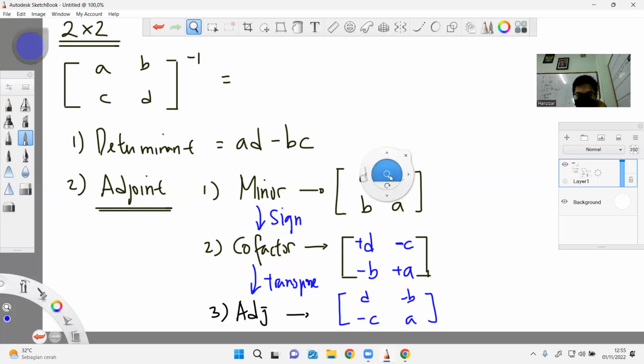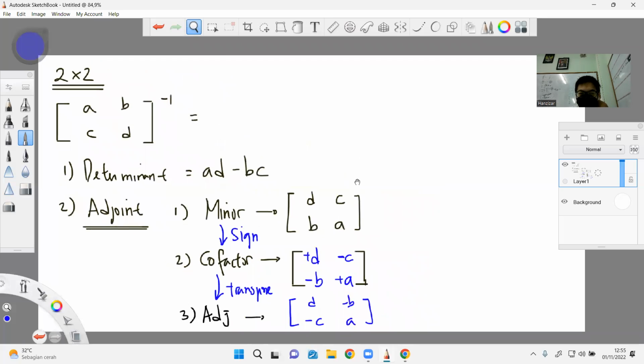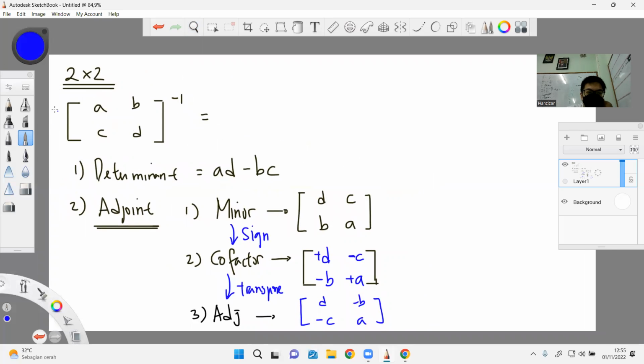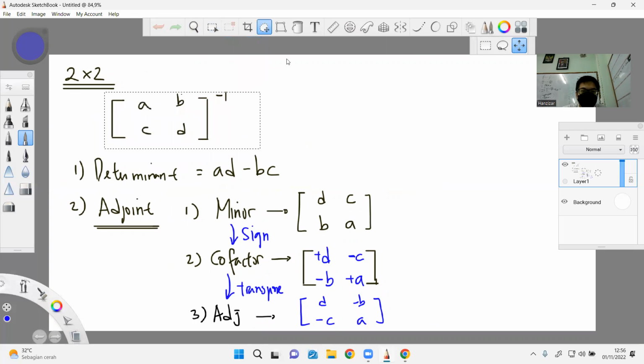So after we got the determinant and adjoint, we can find the inverse of the matrix. Let's say this is matrix A. Okay, I forgot to put the name. Sorry. I need to put the name here. This is for a 2 by 2 matrix. Let's say this is A.